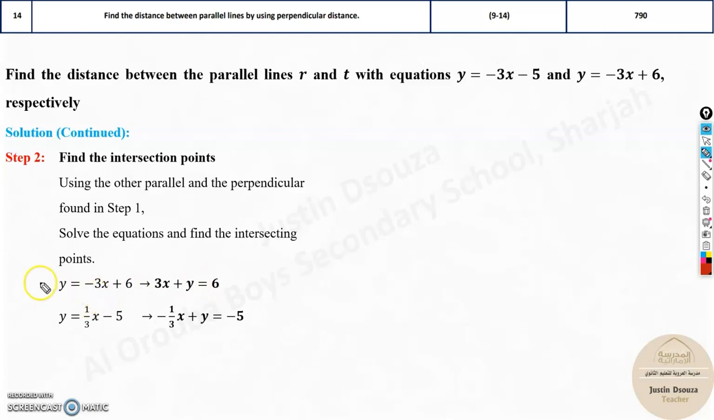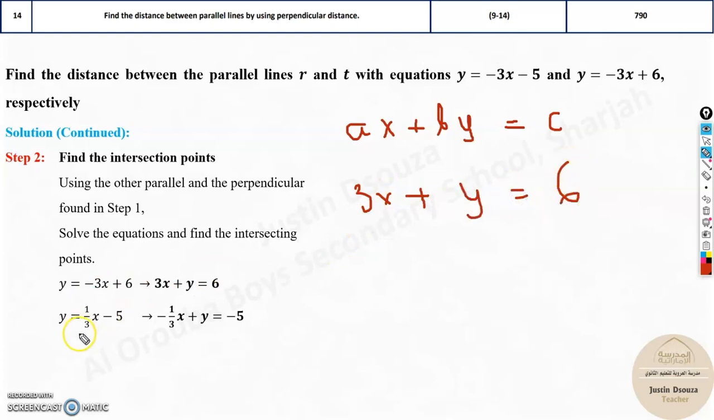So what do we do? Over here, remember the standard form for a linear equation is ax plus by equals c. So get this in terms of ax plus by equals c. Now x and y must be together. So minus 3x, take it to the other side. It's going to be 3x plus 1y equals 6. Same way, rearrange this: minus 1 by 3x plus y equals minus 5.